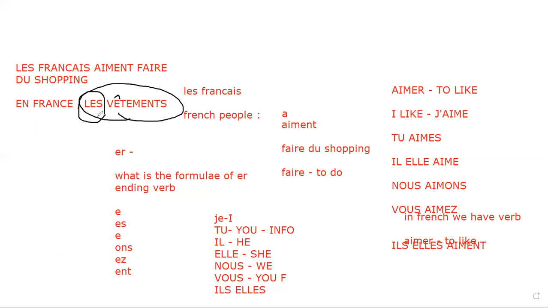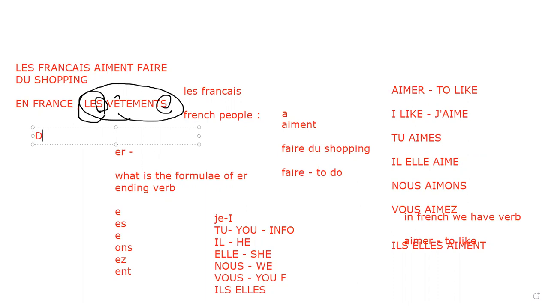En France, les vêtements. Not les, but les. L-E-S, les, because the S would be silent. One thing you have to understand, in French, if we have vêtements, I cannot pronounce the S. Vêtements is your clothes. Clear? Now repeat after me. En France, les vêtements.